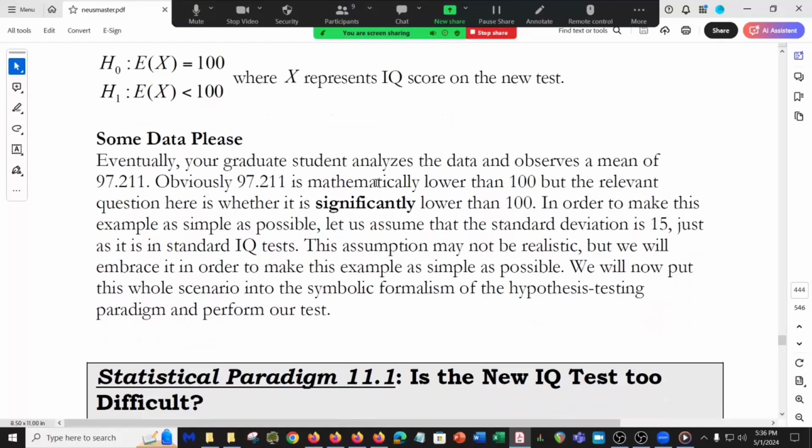97.211 is lower than 100, but the relevant question here is whether it is significantly lower than 100. In order to make this example as simple as possible, let us assume that the standard deviation is 15, like it should be for IQ tests. Now, this assumption may not be realistic, but we will embrace it in order to make this example as simple as possible. We will now put this whole scenario into the symbolic formalism of the hypothesis testing paradigm, and we will perform our hypothesis test.